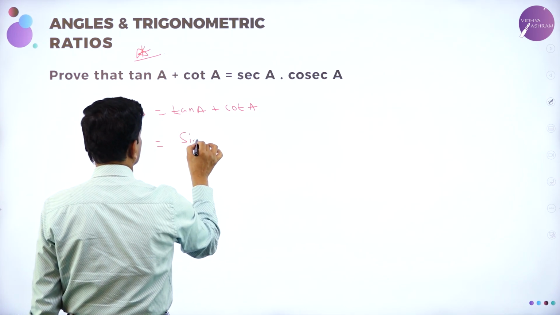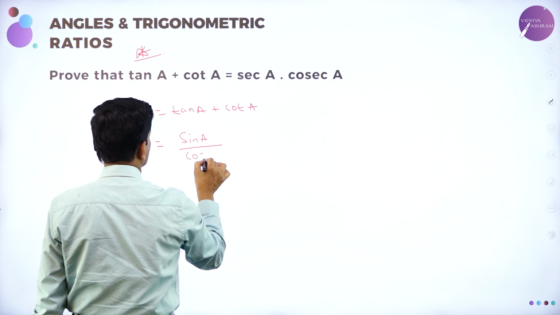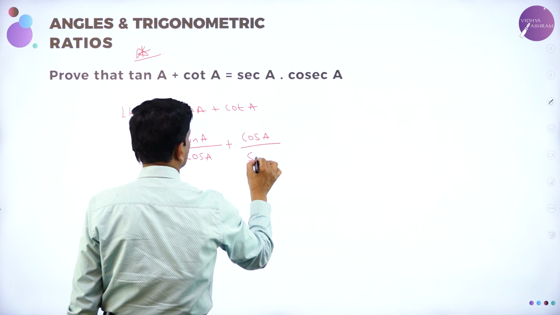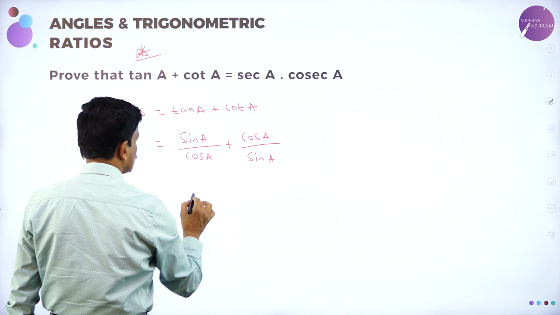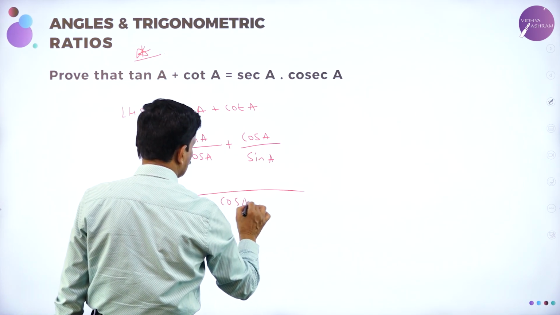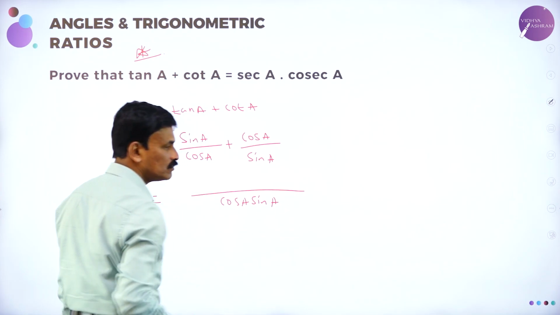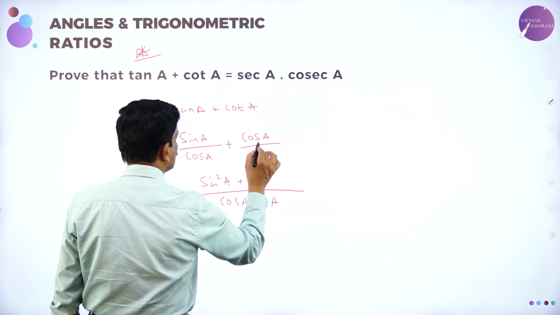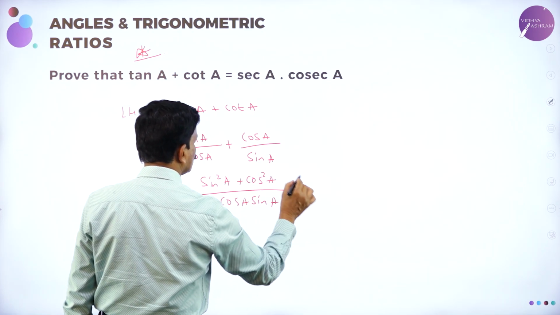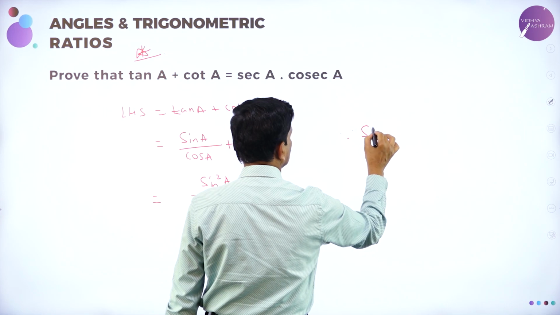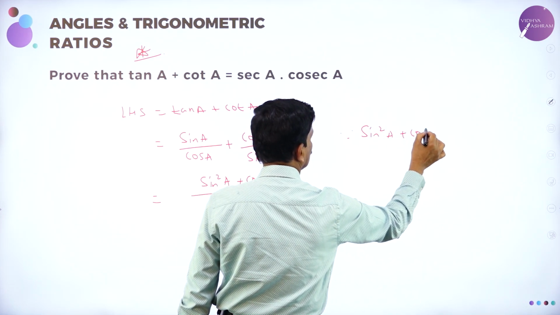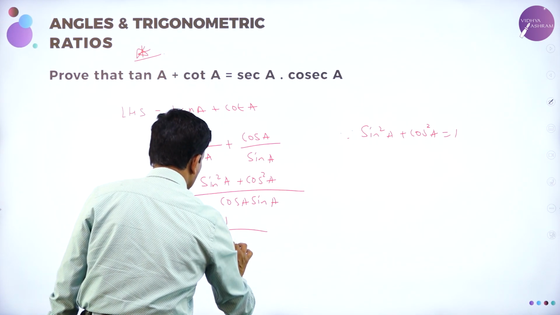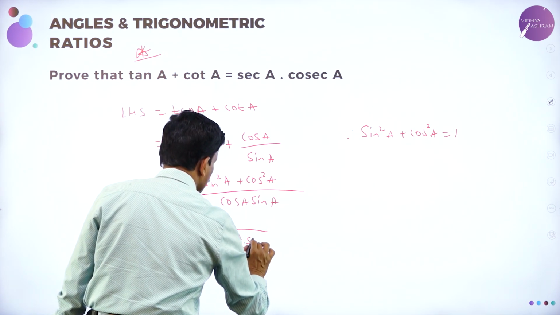Now use this formula. Tan a can be written as sin a by cos a, plus cot a can be written as cos a divided by sin a. Now take the LCM. What is the LCM? Cos a into sin a is the LCM. Cross multiply. Sin a into sin a is sin square a. Cos a into cos a is cos square a. Since you know sin square a plus cos square a is equal to 1, this can be written as 1 divided by cos a into sin a.